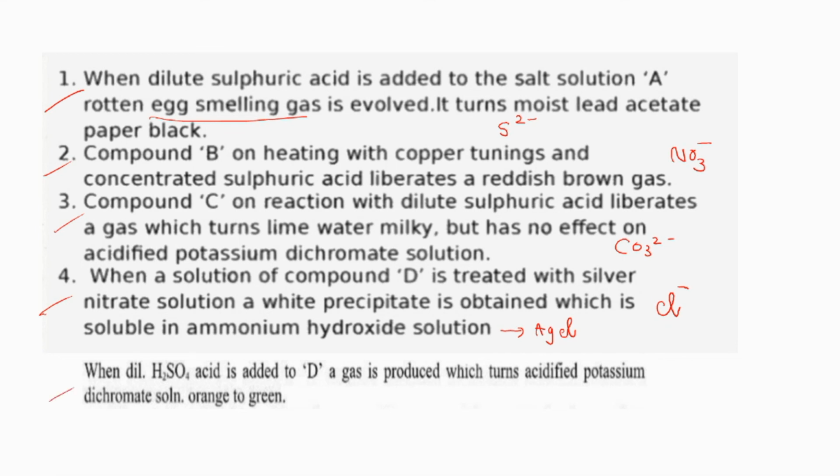When dilute sulfuric acid is added to D, a gas is produced which turns acidified potassium dichromate solution from orange to green. So this is a confirmatory test for which gas? That is sulfur dioxide gas. Correct. So whenever we are adding dilute sulfuric acid to a particular salt, and sulfur dioxide gas is evolving, which will be the anion present in that salt? It will be SO3 2 minus, the sulfite ion.